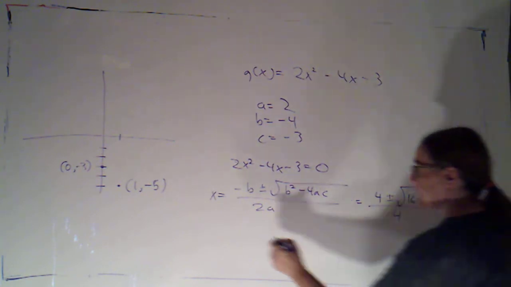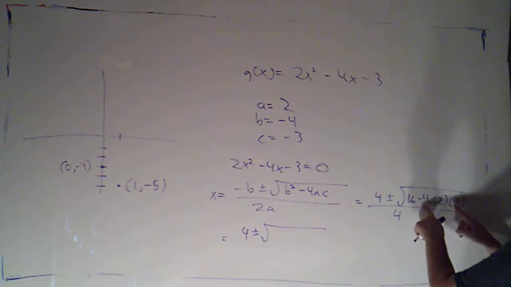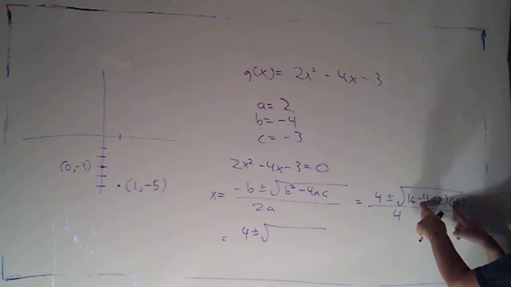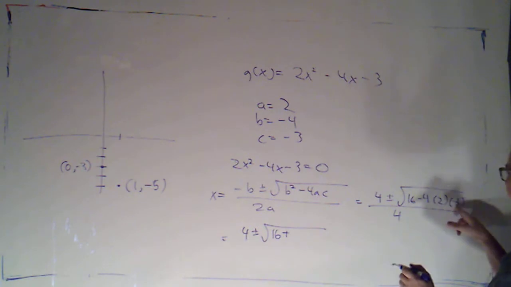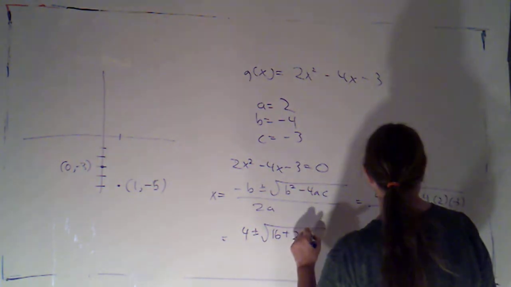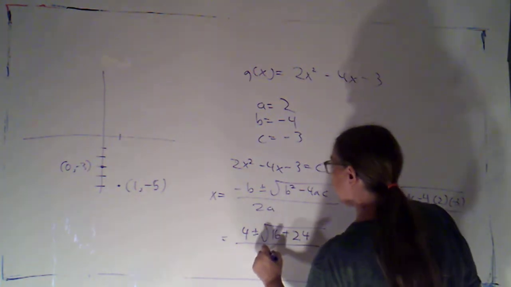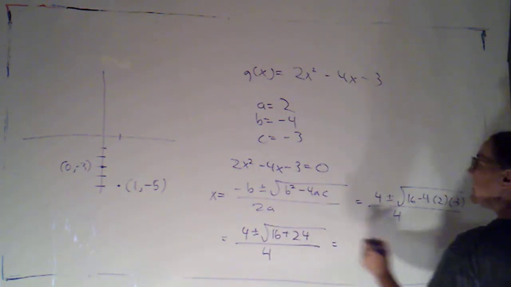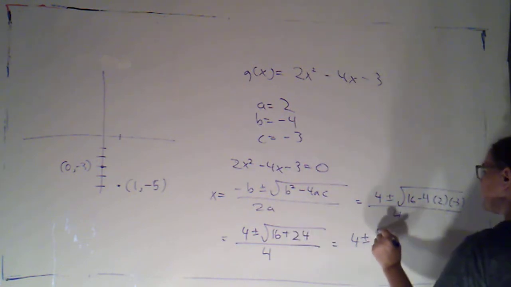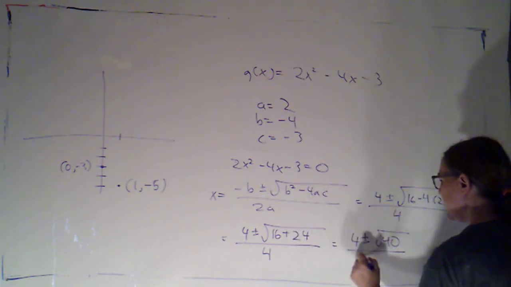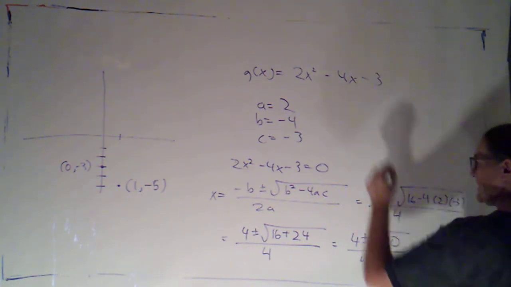That will be 4 plus or minus the square root of, these two negatives are going to cancel, so that just becomes 16 plus 8 times 3, which would be 24, all divided by 4. So that's going to be 4 plus or minus square root of 40 all over 4. Let me just rewrite that up here.